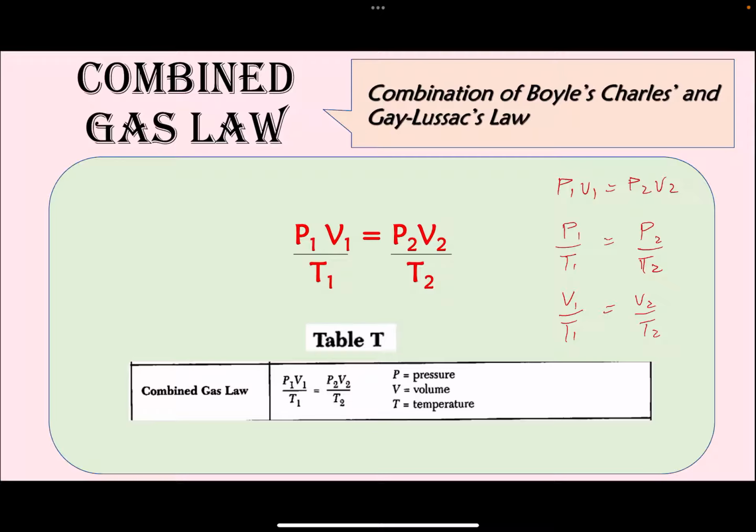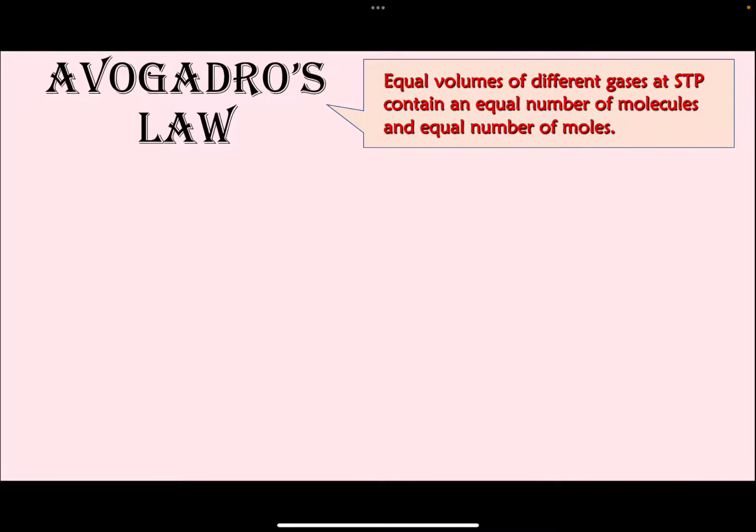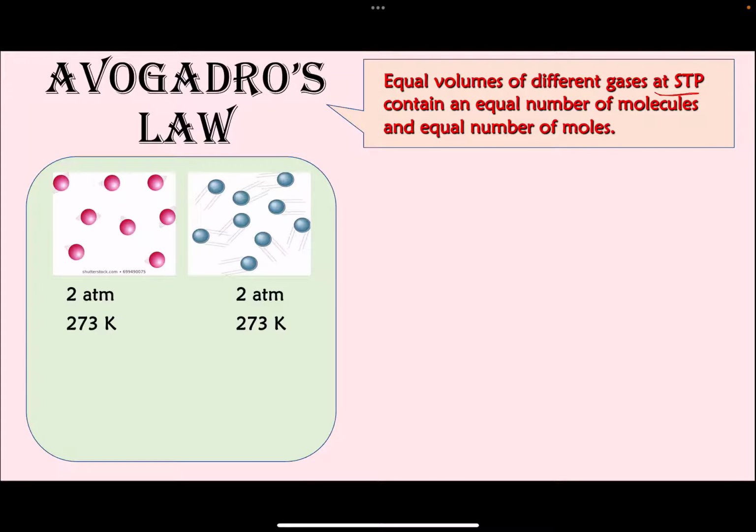So let's talk about the last gas law, which is Avogadro's Law. Avogadro's Law tells us that if we have equal volumes of different gases at STP, this is the key word, if we have them at STP, then you're going to have the same number of moles and same number of molecules. What we mean by that is, let's say we have these 2 completely different gases, but we have them at the same pressure and same temperature.